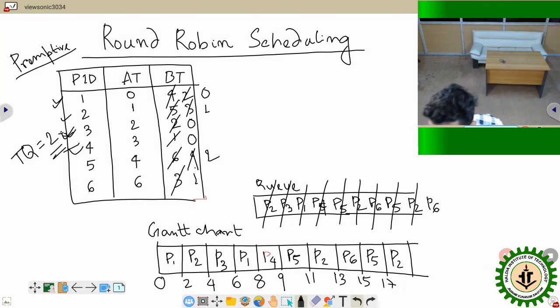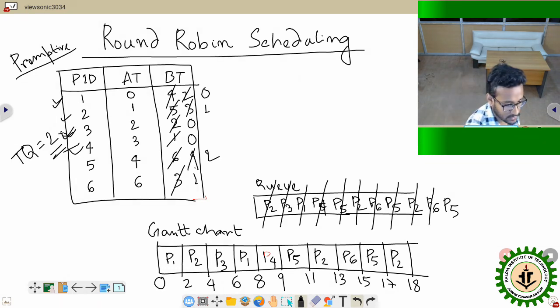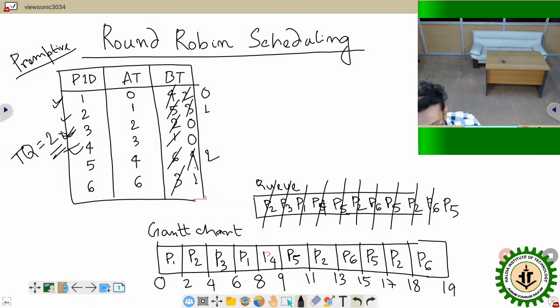Okay, now the next job is basically what? P5 is not finished, still 2 amount of time is remaining. So after the P2, P6 is there. So P6 is basically 18 plus 1, which is 19, and next P5, 19 plus 2 is basically 21. Okay, so 21. So my Gantt chart is finished.